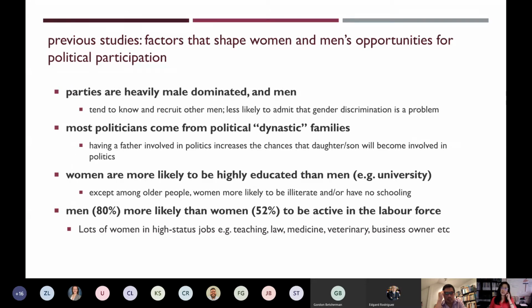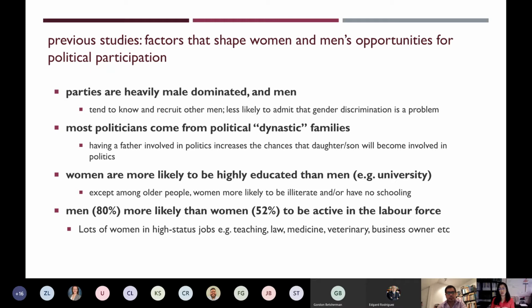So we know that in previous studies, lots of studies have told us about the different cultural and institutional factors that shape women's and men's opportunities for political party participation. Some of the basic theories or findings that we have built on: we know that in Myanmar, parties are heavily male-dominated, and men tend to know and recruit other men based on the old boys network. And they are also less likely to admit that gender discrimination is a problem.